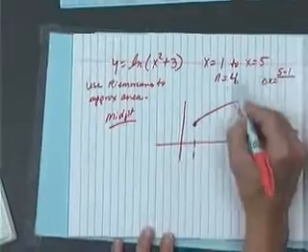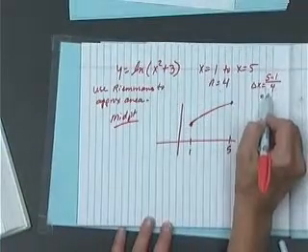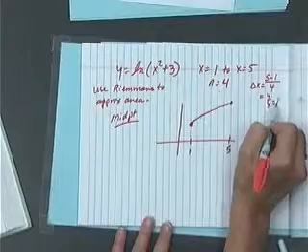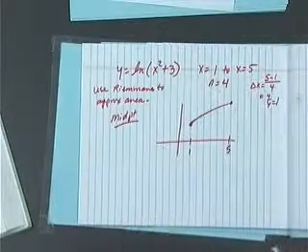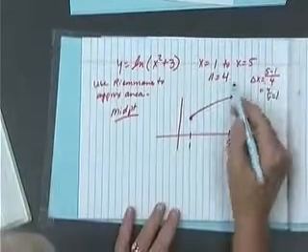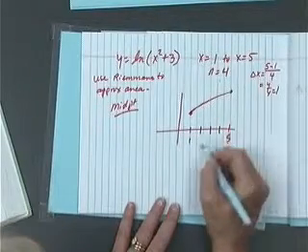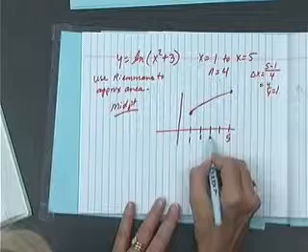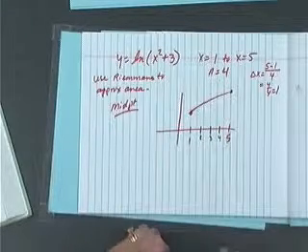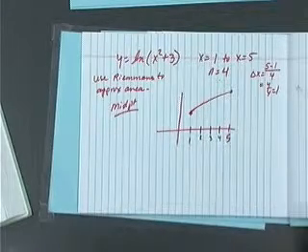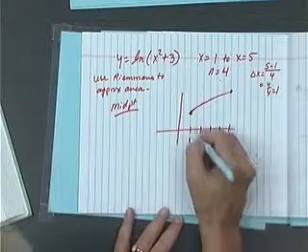5 minus 1 over 4. So that's going to be 4 over 4, or 1. All right, so come down here and mark it into 4 equal intervals. So the next one's going to be at 2, 3, 4. Okay? All right, now we're going to do midpoint.